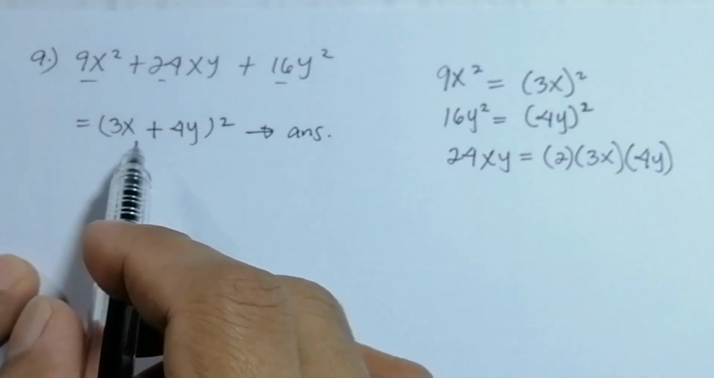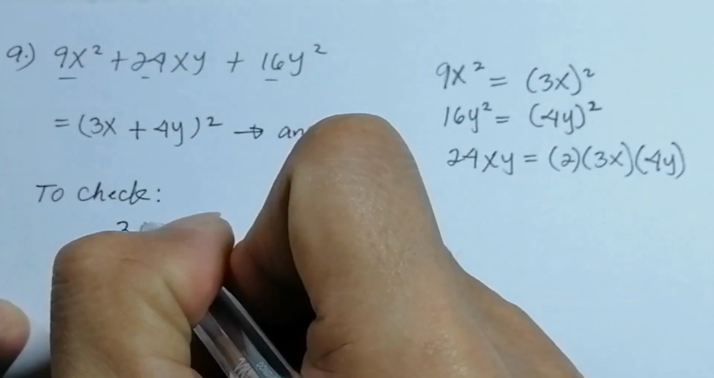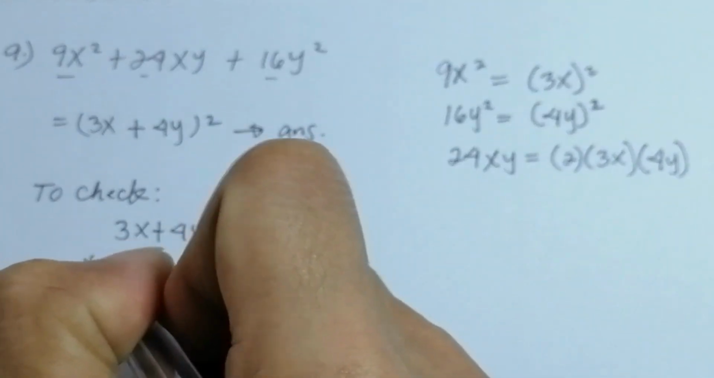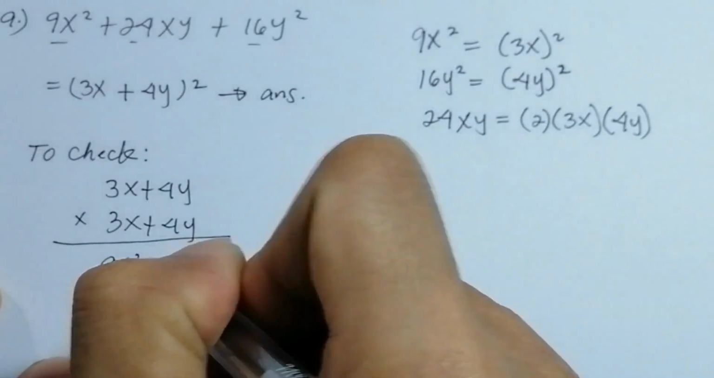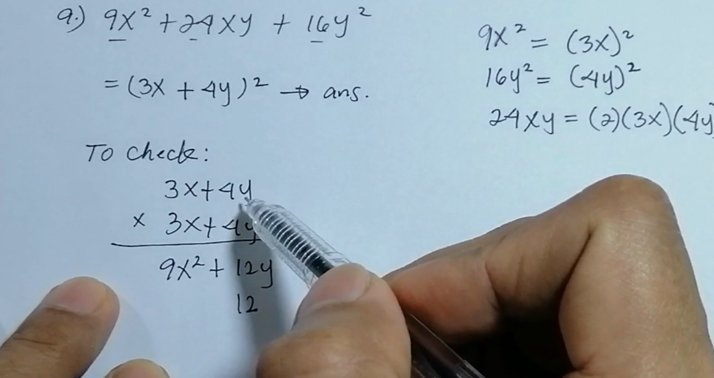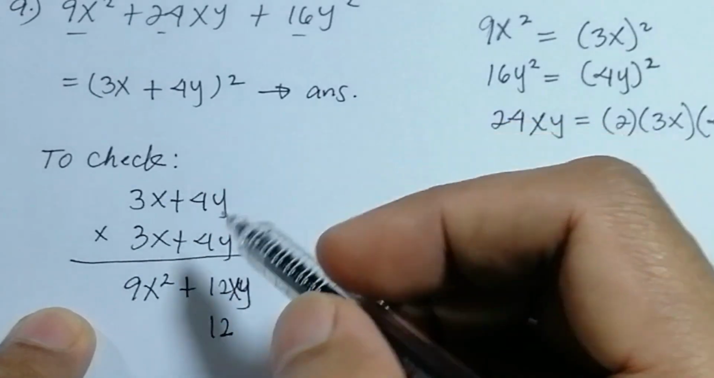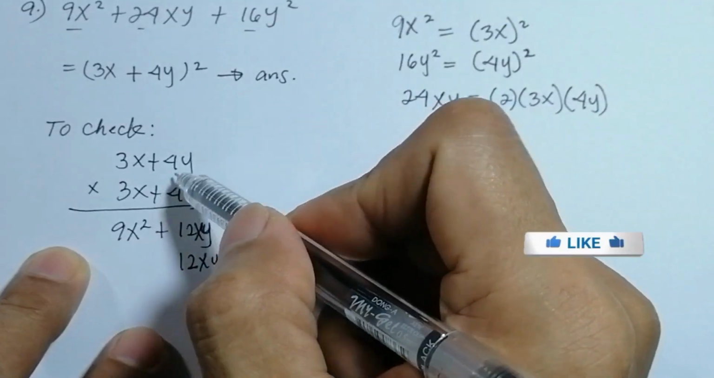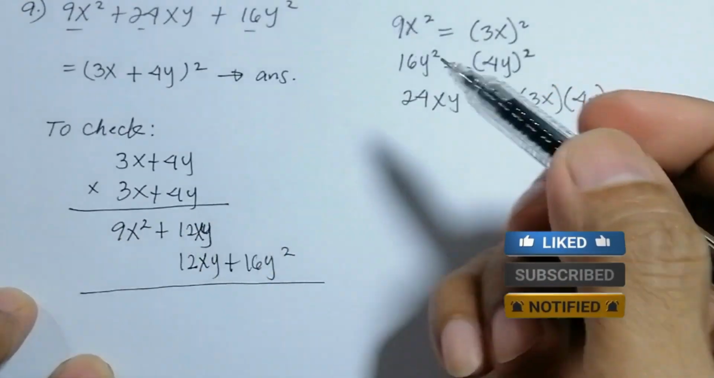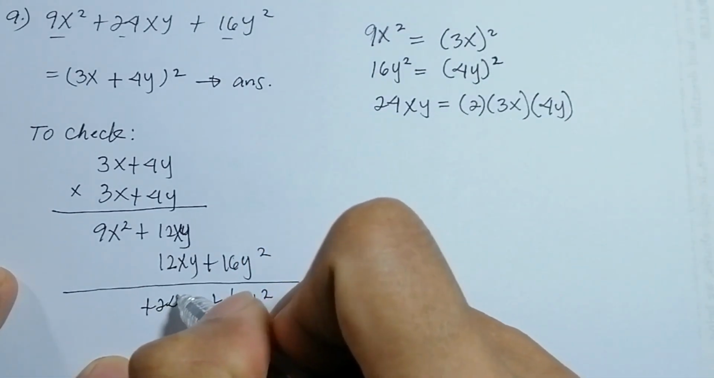We multiply 3x plus 4y by itself. 3x plus 4y, 3x plus 4y. 3 times 3 is 9x squared. 3x times 4y is 12xy. And 4y times 3x is 12xy. And then 4y times 4y is plus 16y squared. By adding, this will be 16y squared plus a positive 24xy.